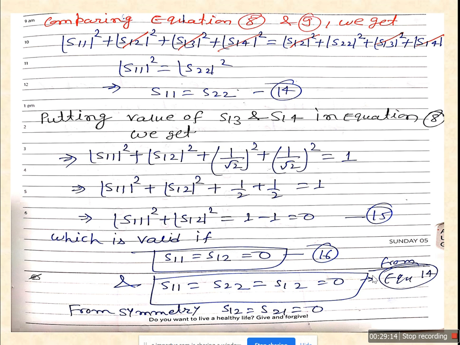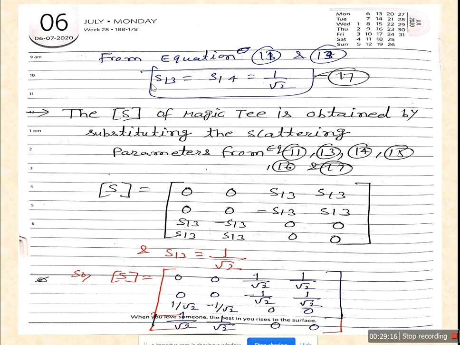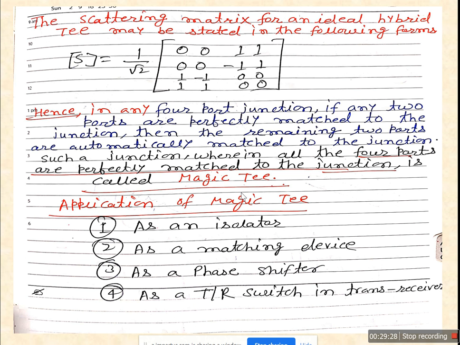Similarly, you go down, put all these values, and you will find all the terms we need to find out. This is the required S parameters, or S matrix, of the magic tee. The scattering matrix of an ideal hybrid tee may be stated in the following form, taking 1 by root 2 common.